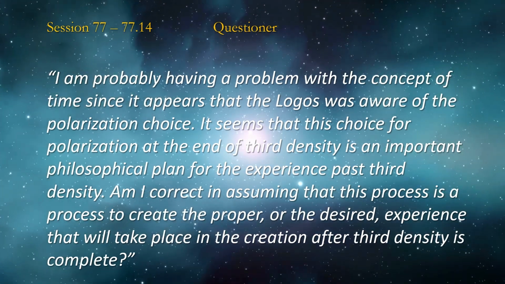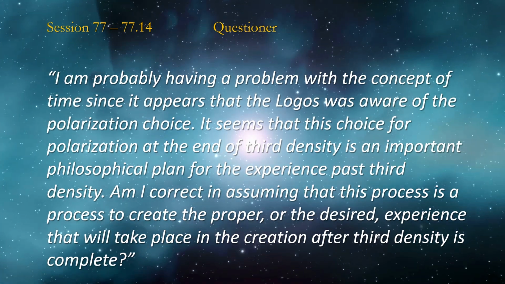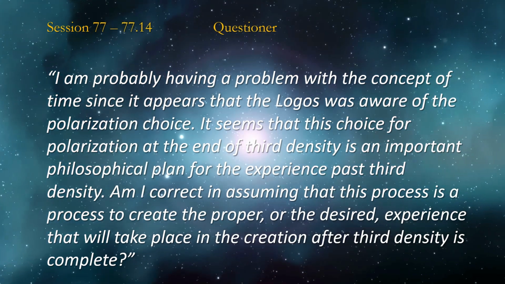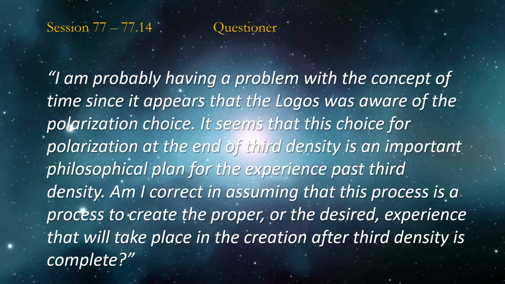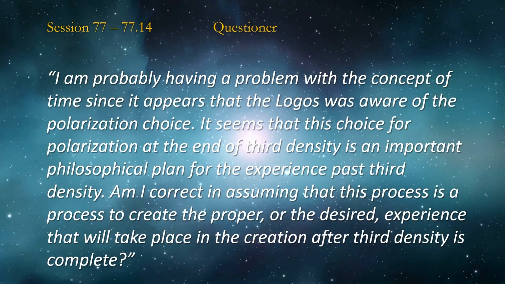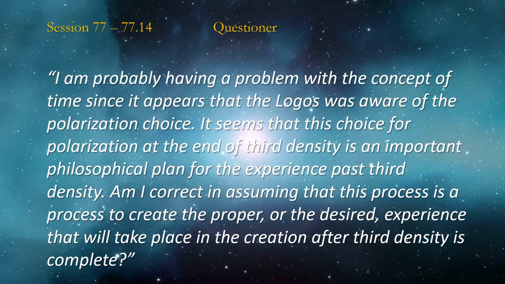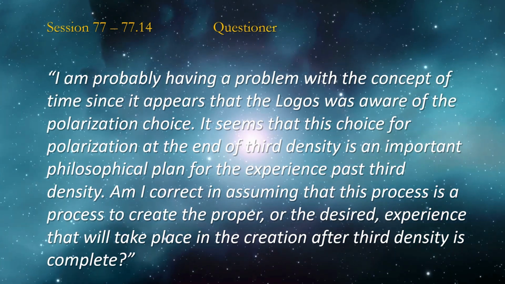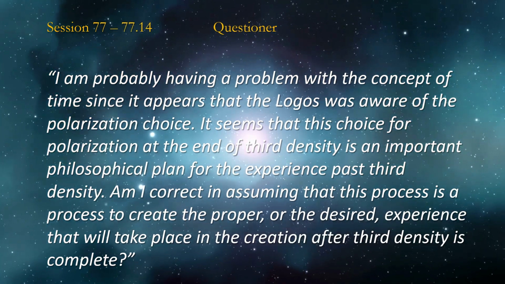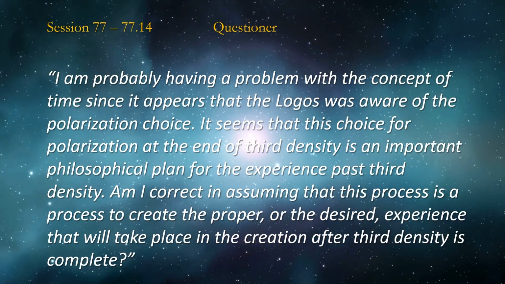Question 14, Don says, I am probably having a problem with the concept of time since it appears that the Logos was aware of the polarization choice. It seems that this choice for polarization at the end of third density is an important philosophical plan for the experience past third density. Am I correct in assuming that this process is a process to create the proper or desired experience that will take place in the creation after third density is complete?